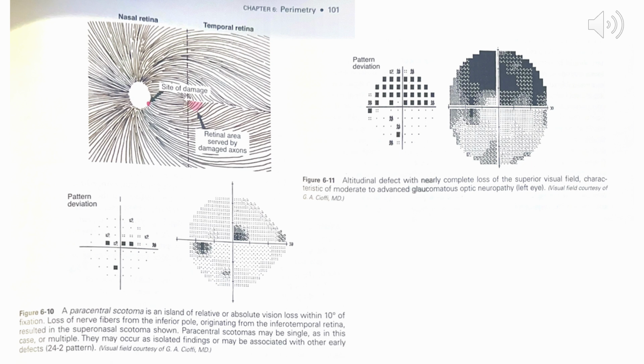Altitudinal defects usually reflect more advanced disease with extensive axonal dropout. This pattern is often associated with moderate to severe glaucomatous optic neuropathy and should prompt careful clinical correlation with optic nerve appearance and other risk factors.